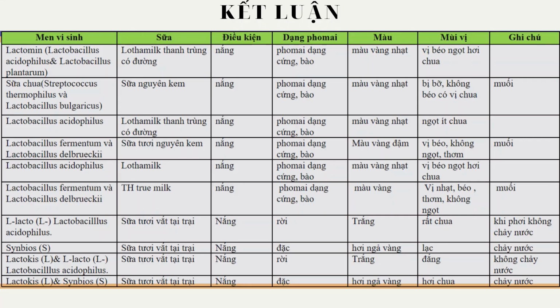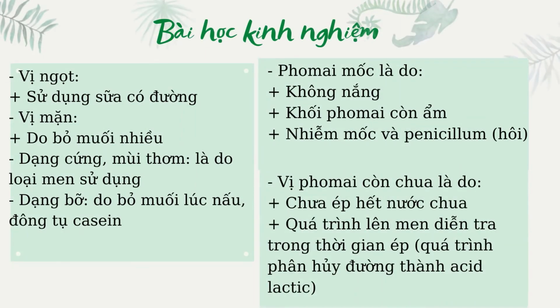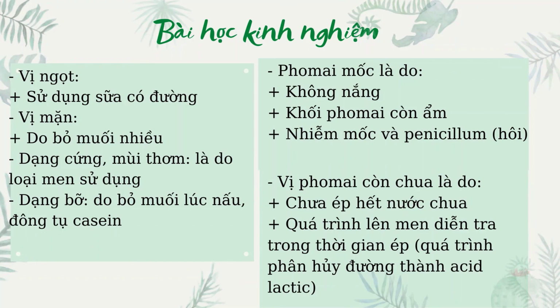Conclusion: depending on the milk used, cheeses with different colors, odors, and states are obtained. Lesson learned. Sweet is due to sugary milk. Salty is due to putting a lot of salt. Lesson learned. It is recommended to use a milk separator to separate the butter because the milk has not been homogenized. Drying in the sun will help the cheese dry faster, without mold. Moisture-loving mold: instruments should be disinfected to avoid contamination.